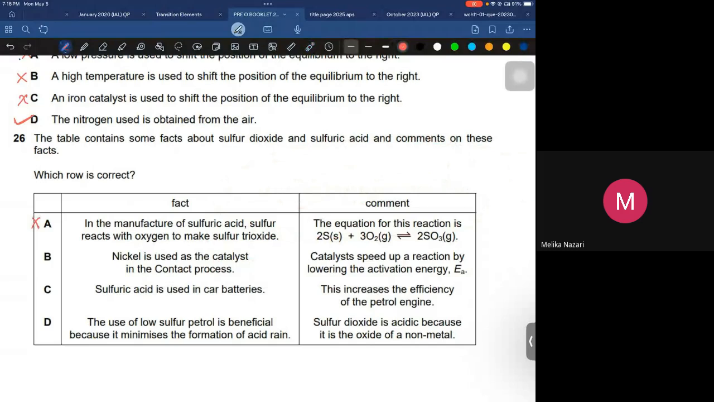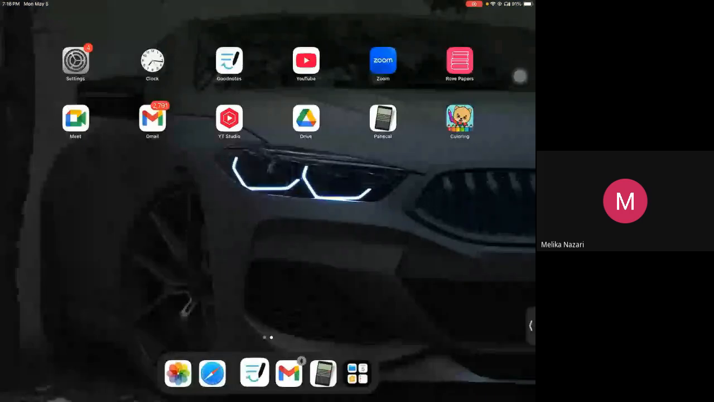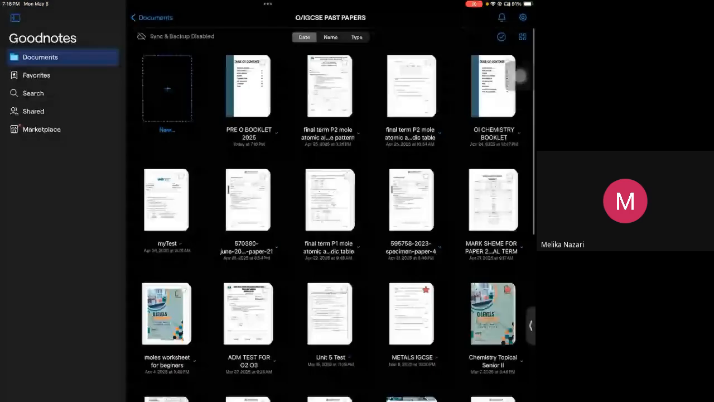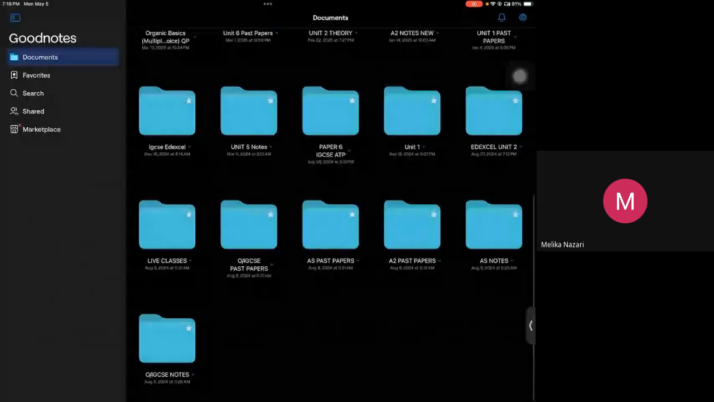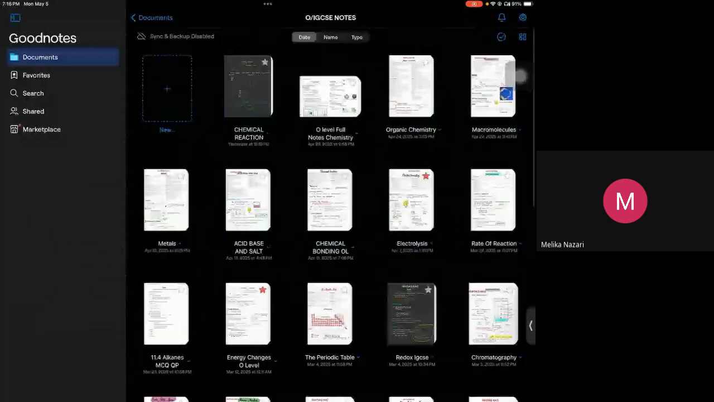And in option B, nickel is used as the catalyst in the contact process. No, no, in the contact process, the catalyst is V2O5. That is V2O5. We have two famous processes. Number one, Haber process. Number two, contact process.